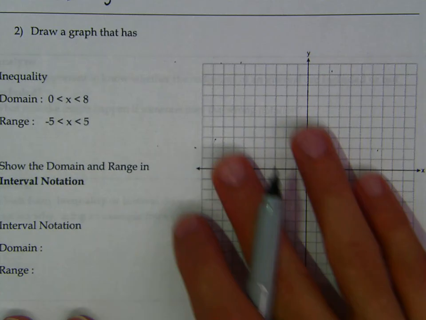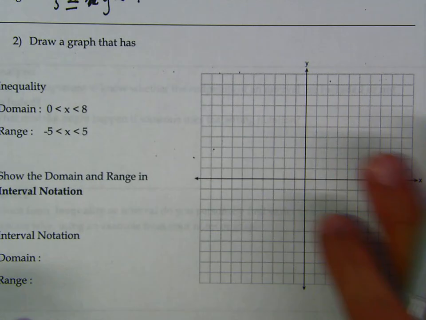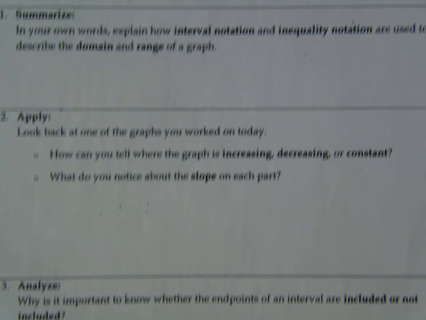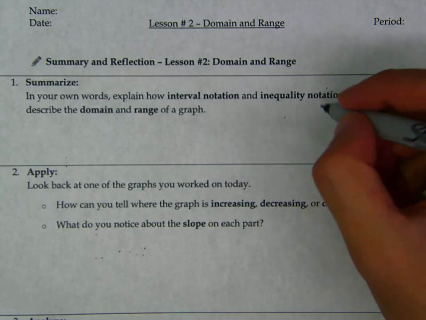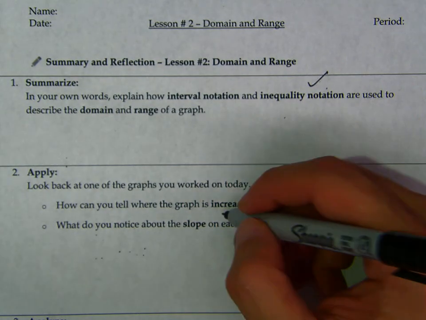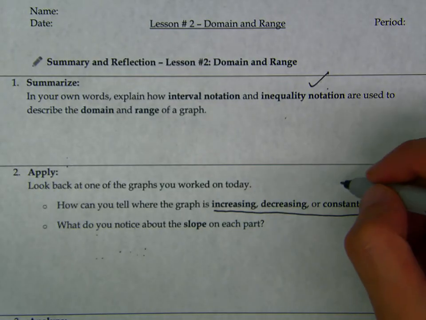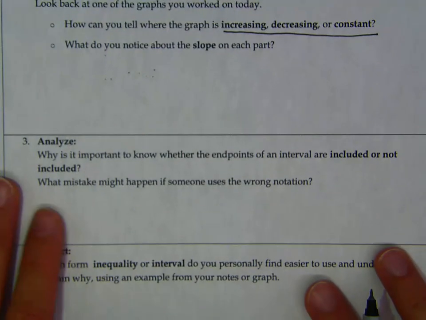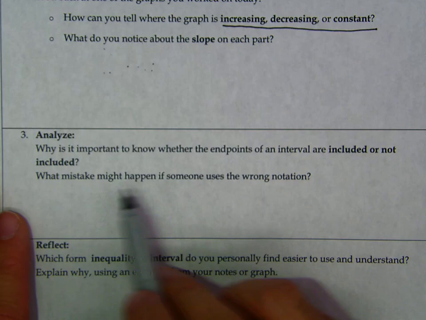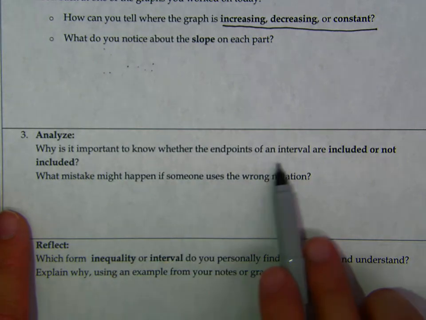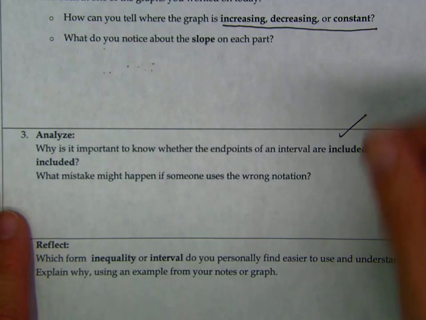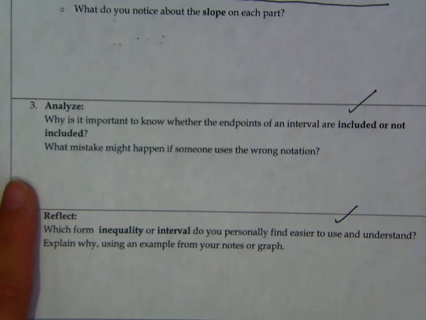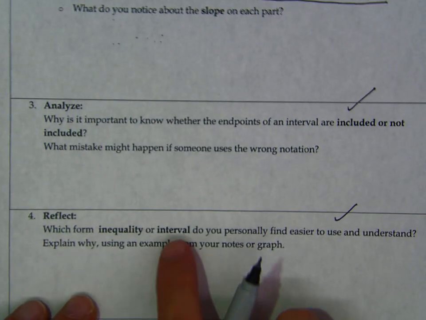Okay. All right. This was a very good question. Try this one on your own. Let's see what you got. And then when you're done, the summary and reflection questions on the end are pretty good. So doing this question is good. This one we didn't really work on increasing, decreasing, and constant, so we'll focus on that one tomorrow. Analyze. Why is it important to know whether the endpoints of an interval are included or not included? This is a good question. And then which one do you like more, the inequality or interval form?